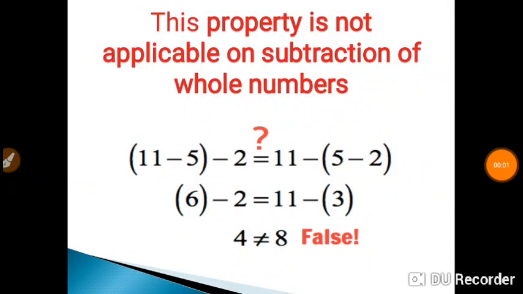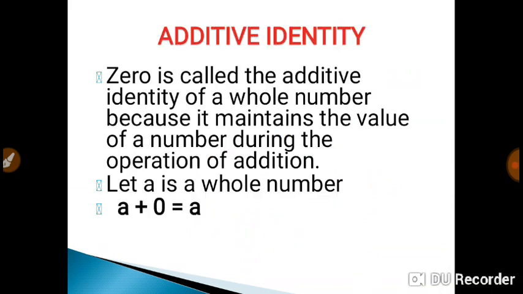Another way of subtraction is to do 5 minus 2 first, which will give you 3. From 11, when you subtract 3, the answer is 8. You can see that 4 is not equal to 8. It means this property is not applicable on subtraction of whole numbers.